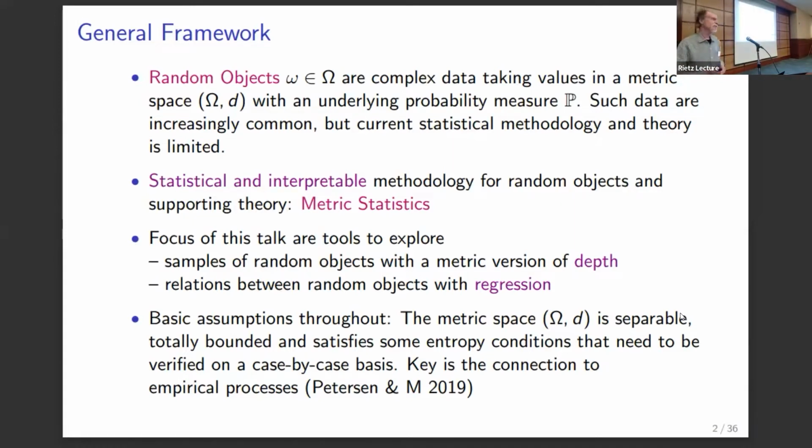So there are some basic assumptions. I will not do this very mathematically, which means that I just list the assumptions once and for all. The space has to be separable, totally bounded, and satisfy some entropy conditions. Now, those kind of conditions you have to verify on a case-by-case basis for each metric space separately. So a key toolbox is the connection to empirical processes for the whole thing. So all the results use empirical process theory one way or other.